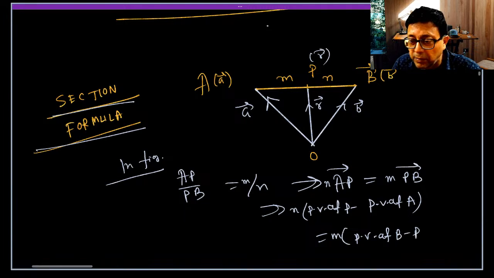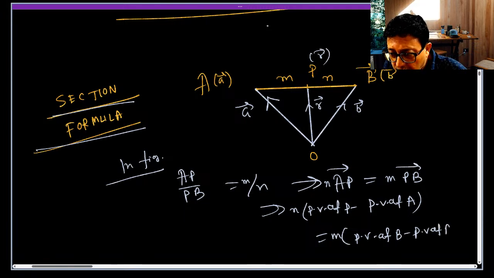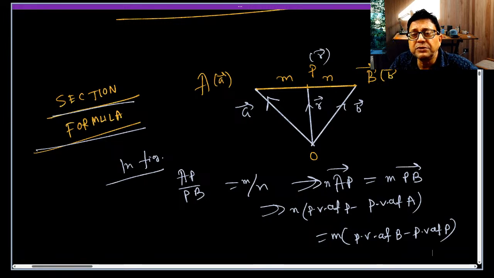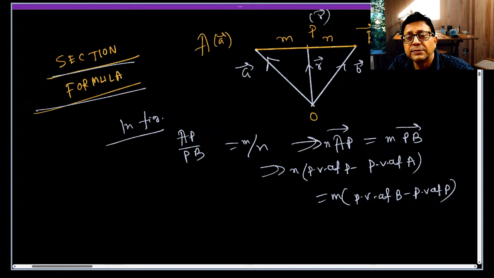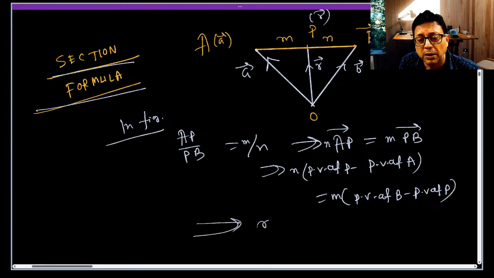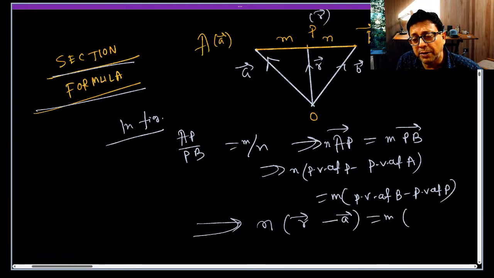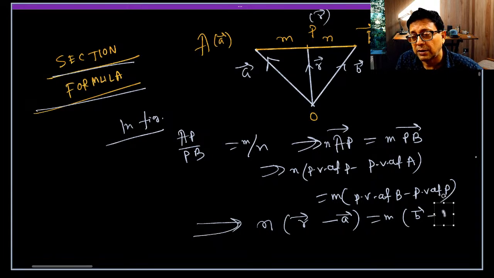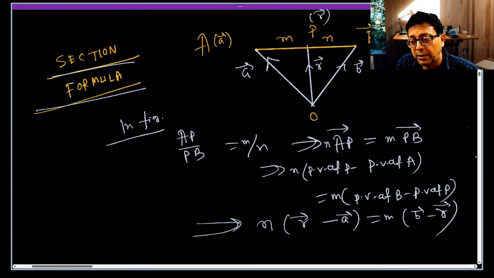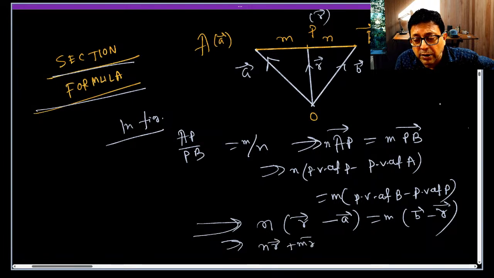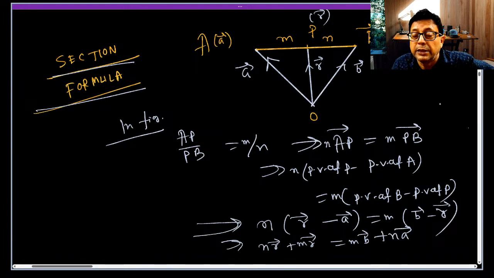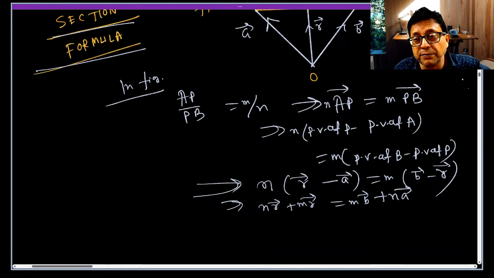Minus position vector of P. You just put it here. Check what is happening. Position vector of P, we have taken R. This is A, and B we have taken B. And this is R. Isn't it? Done? Now take all R's together. NR plus MR, MB plus NA. So you find R from here.